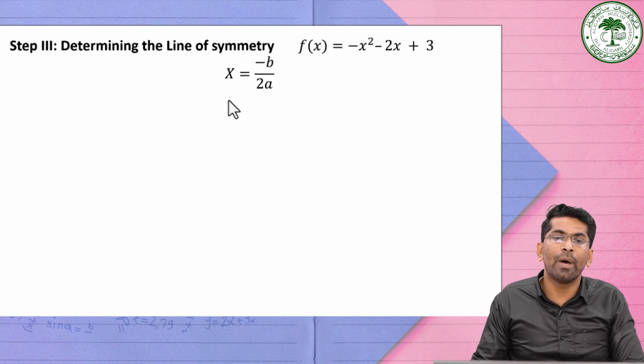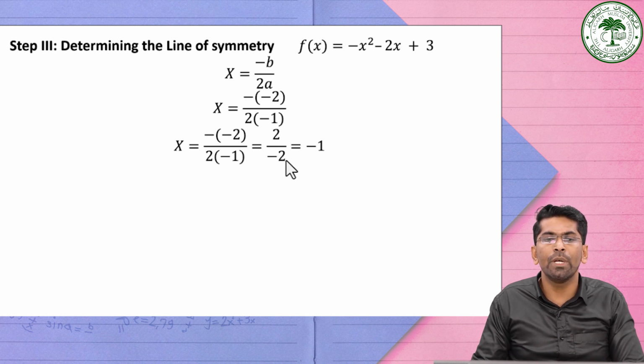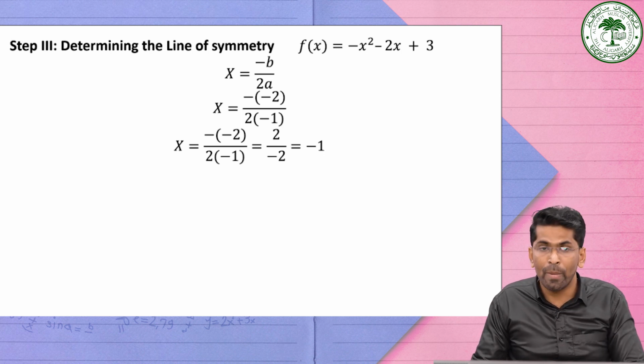We want to find out the value of x here, because we know b is equal to minus 2 and a is equal to minus 1. So substituting, minus b, which is minus of minus 2, divided by 2 into a, which is 2 into minus 1. If you solve it, minus minus will become plus, so it is 2, and 2 into minus 1 is equal to minus 2. So it is 2 divided by minus 2, which is equal to minus 1. So the vertical line of symmetry happens at x is equal to minus 1.